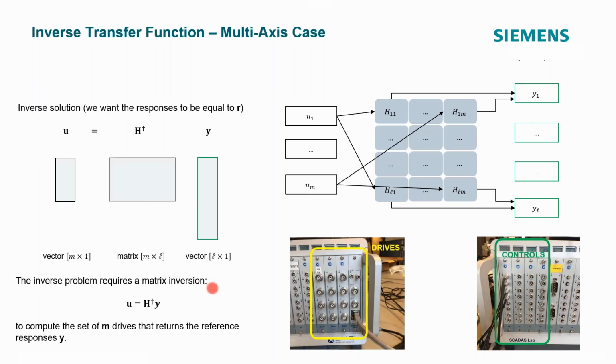In order to derive the drives, we have to do a matrix inversion. This is where we have to invert that matrix in order to calculate the drives to update the control, because we want to achieve a particular response over here at these response points. But we have to know what drive to output from each of these shakers. So we have to invert that transfer function matrix and multiply that by the target responses, and that gives us our drives.